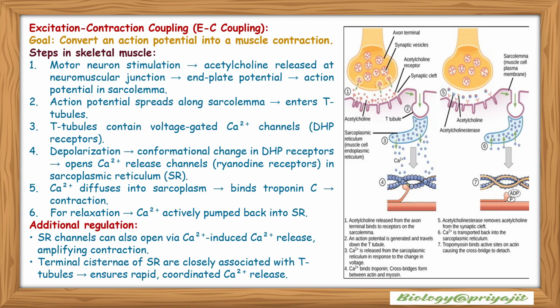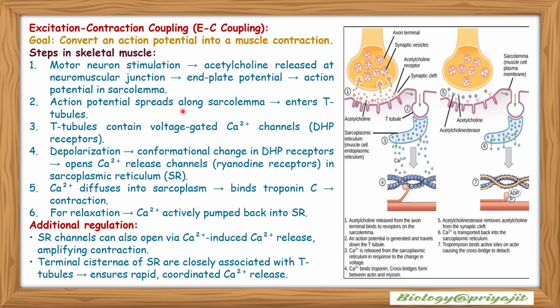So now we see the excitation contraction coupling or EC coupling. The goal of the process is to convert an action potential, whatever we have seen in earlier discussion, into a muscle contraction. So what are the steps in skeletal muscle? Motor neuron stimulation. Acetylcholine is a neurotransmitter released at the site of the neuromuscular junction. Then end plate potential occurs, and action potential occurs in the sarcolemma or the muscle cell membrane.